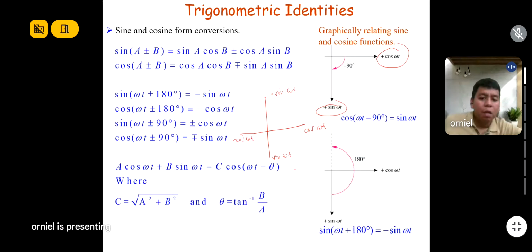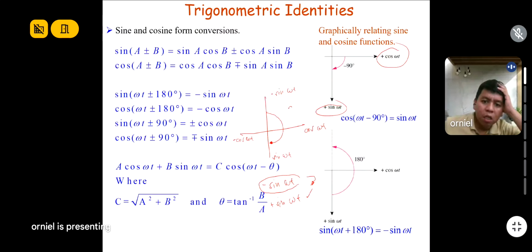Okay? Now, assuming you have a given negative sine omega t, and the other one is positive sine omega t. Where do we convert this so that they become the same, so that it becomes positive? So basically, from negative sine, we convert it to positive sine. Okay, you add how much?